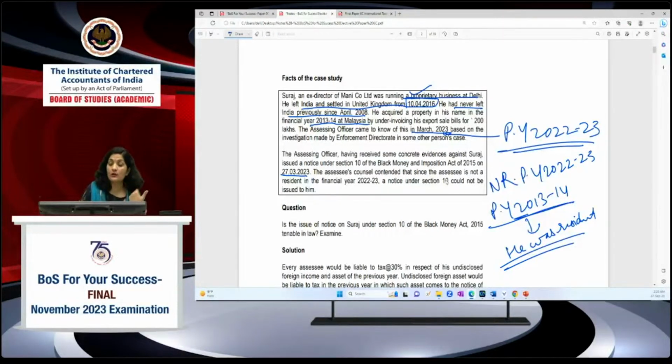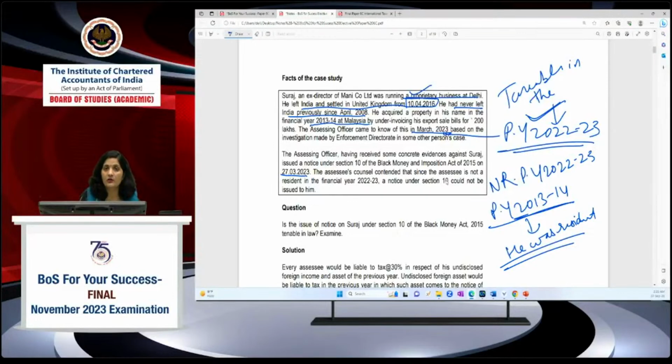He was not, but this asset is taxable in the year in which it comes to the notice. This asset is taxable in the previous year 22-23, right? It is not taxable in the previous year 13-14. तो इसके effectiveness के problem नहीं undisclosed asset के case में. The problem arises where? In case of undisclosed income.